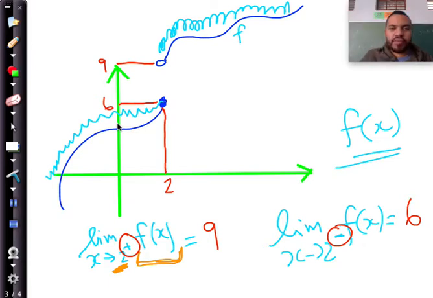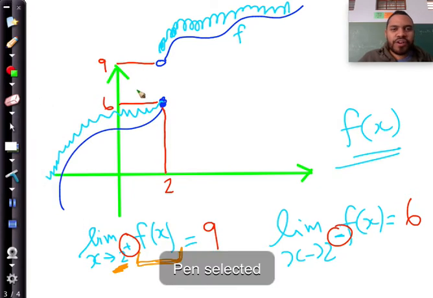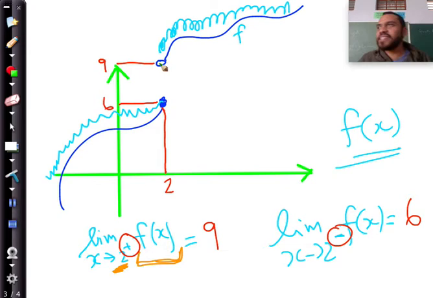Okay, so we're continuing, we're still looking at the same function and we're formally going to define a limit now. But before we do that, we had a very good question from one of our WhatsApp subscribers, which was, why is this a closed circle and why is this an open circle?